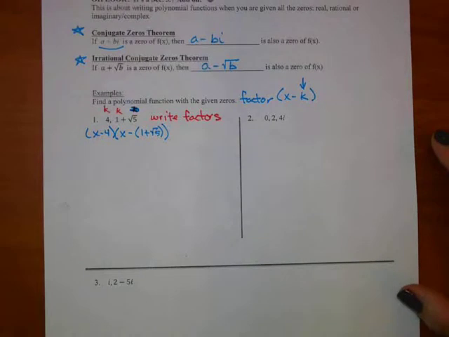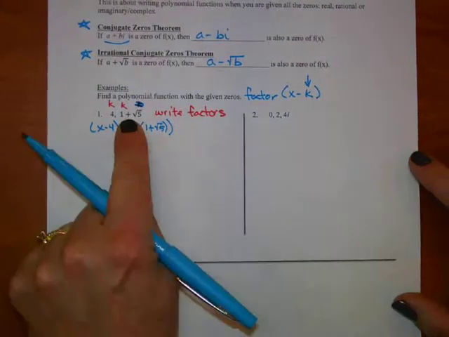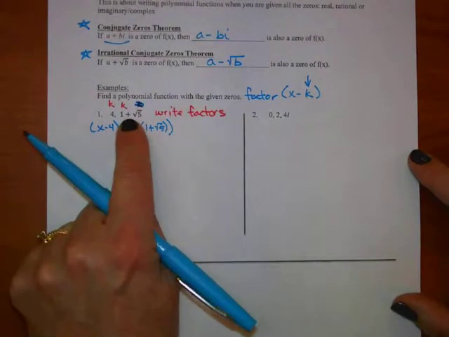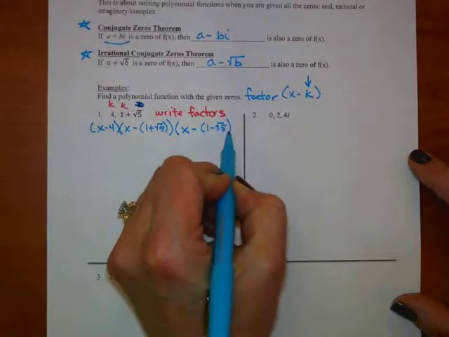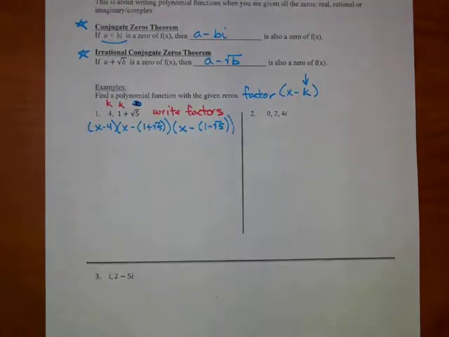What else do I know is also a factor? Yes. Because I have this, I know that its conjugate is also a factor, so I have to write the conjugate as well. So there's 3 factors involved in coming up with this polynomial.